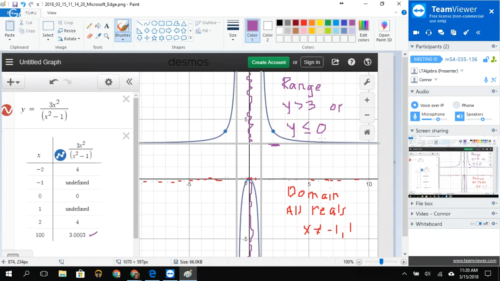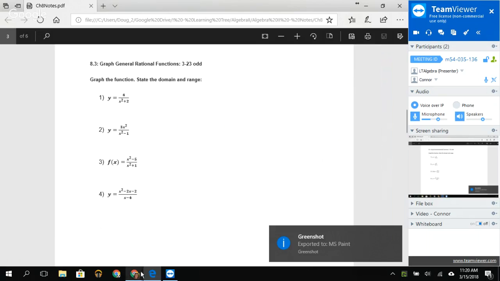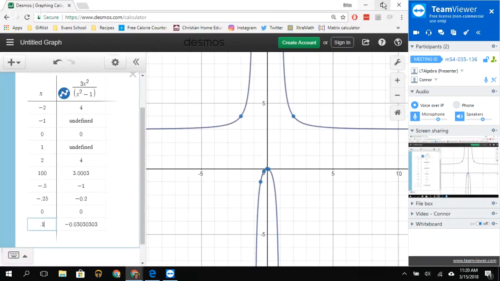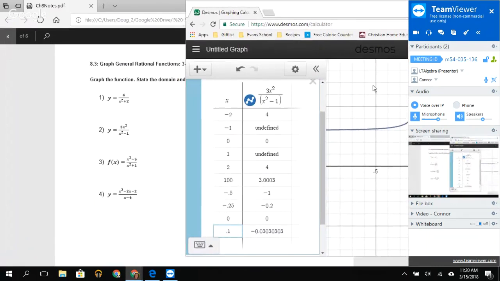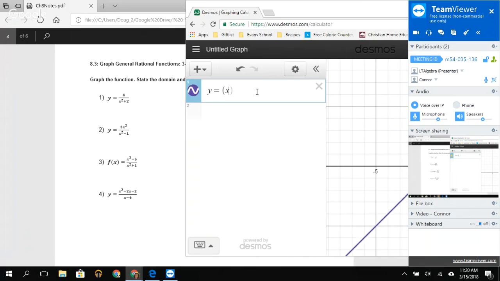All right, so that's the next one. Let's try a couple more and that will be it. All right, I think we're going to have another competing one here. Let's see. All right, so we have y equals x squared minus 5 divided by x squared plus 1. So again, we have some competing parabolas.